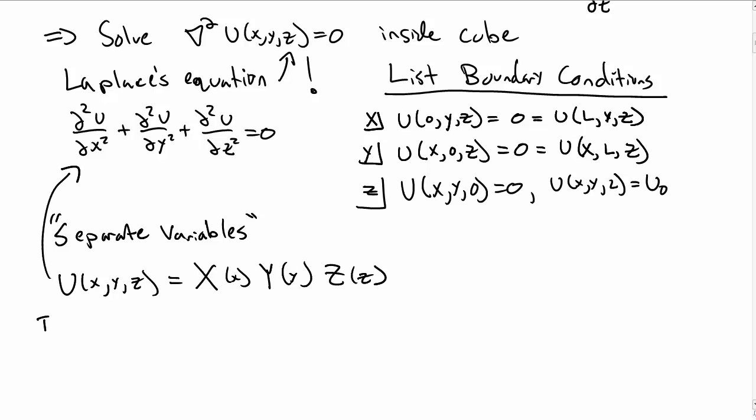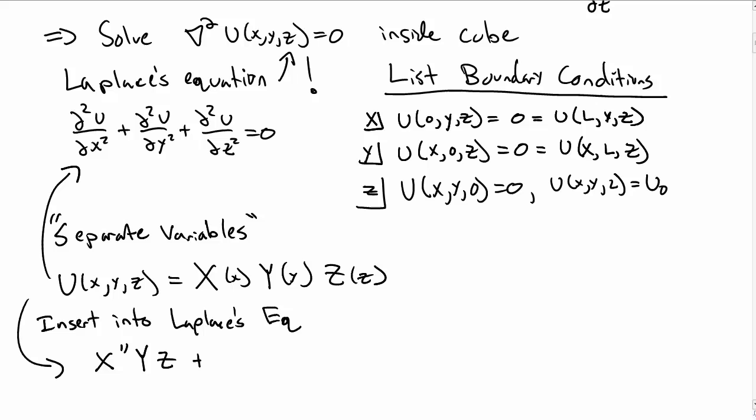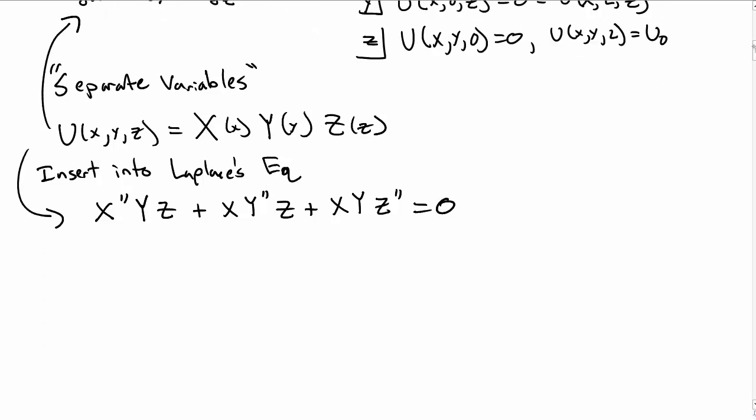Insert this into Laplace's equation, and then the derivatives only act on one of these functions, either the x, the y, or the z. So you get X double prime times Y times Z plus X Y double prime times Z plus X Y Z double prime, where a prime is a derivative with respect to the coordinate of that function. So X double prime means a second derivative with respect to x. We can make this simpler by dividing by X Y Z.